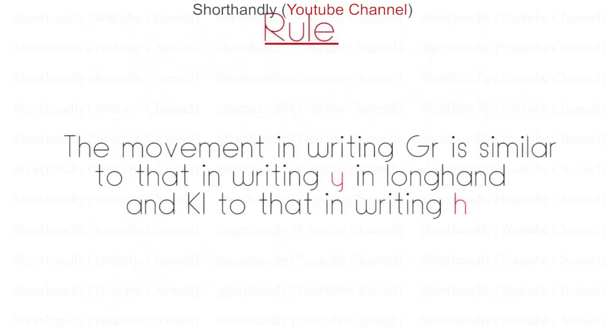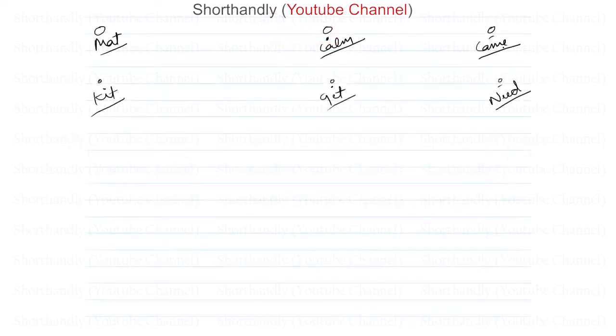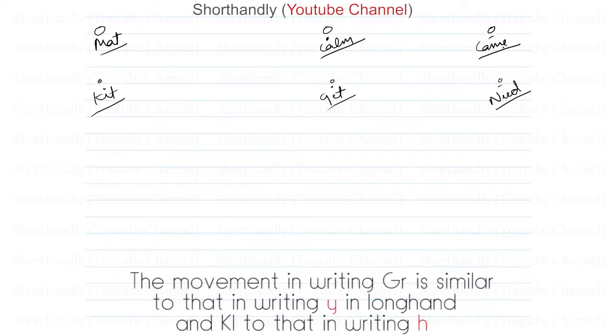Alright, so let's read another statement. What this statement says is: the movement in writing gayar is similar to that in writing Y in longhand, and KL to that in writing H. Alright, so let's understand this statement. So here we are having vowels. This statement is saying the movement in writing gayar is similar to that in writing Y in longhand.